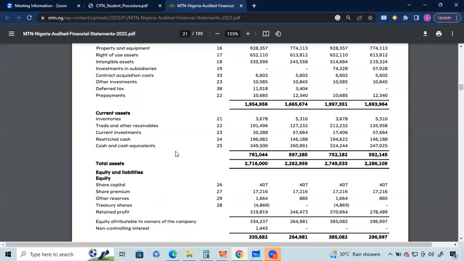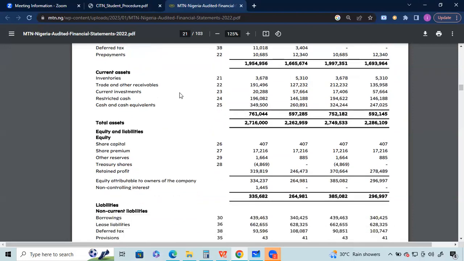So what about current assets? When we say current assets, current assets are those assets that we are expected to realize within one year. But non-current assets are more than one year. Current asset is within a year, while non-current assets are above one year.